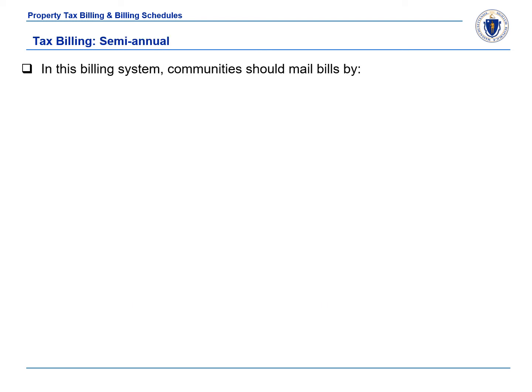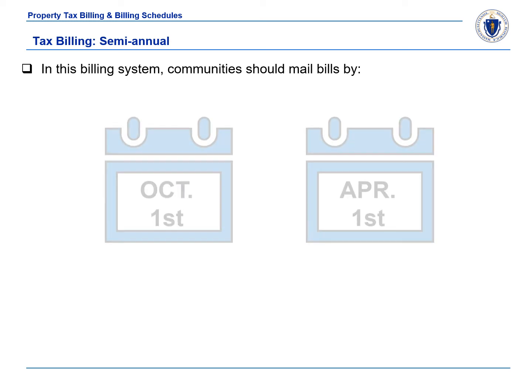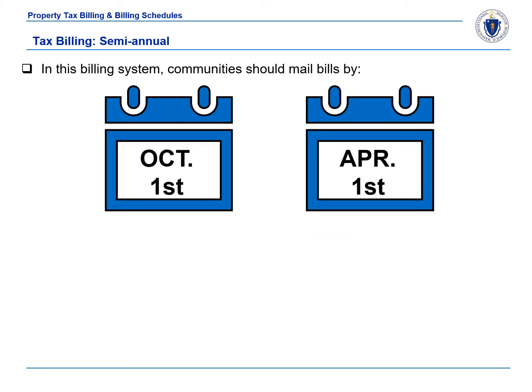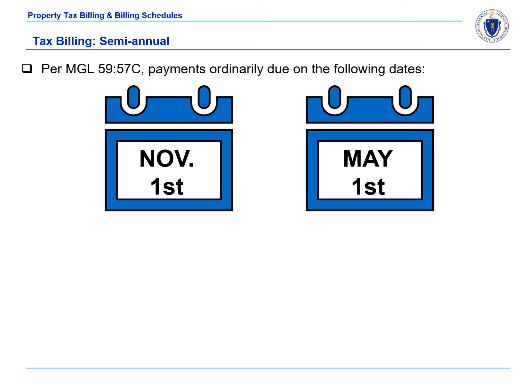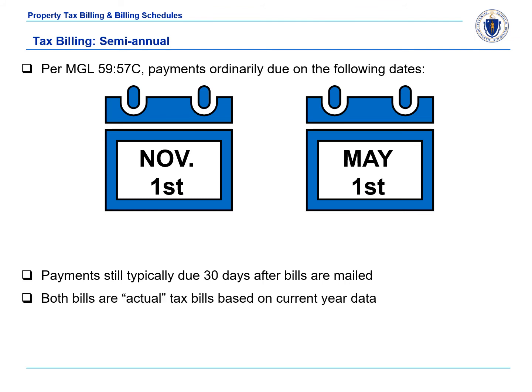Now we will look at a semi-annual tax billing schedule. In a semi-annual billing system, assessors should typically prepare the commitment in time for bills to be sent twice a year, October 1st and April 1st. These payments are ordinarily due on November 1st and May 1st, respectively, meaning payments are still typically due 30 days after bills are mailed in this billing schedule. Note that both bills are actual tax bills based on current year tax data.